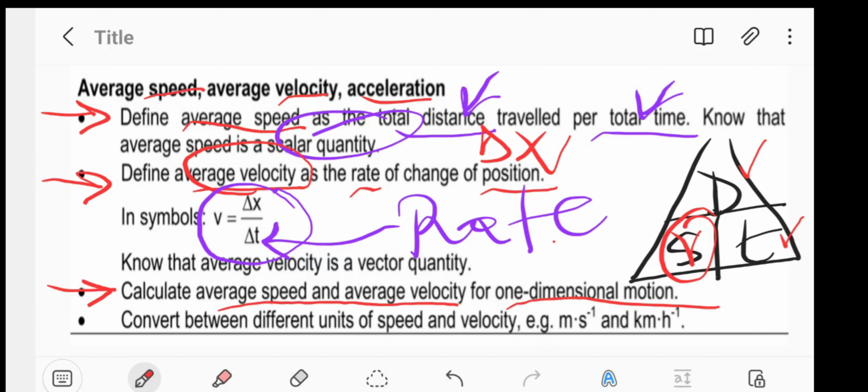For those examinations, we must have the ability to convert between different units of measurement, such as those of speed and velocity. We know that for speed, we have distance, which is in meters, and time, which is in seconds. So it makes sense for us to have meters per second as the unit of speed and meters per second as the unit of velocity. Know what velocity is, know what speed is, and know whether those physical quantities are vector quantities or scalar quantities.